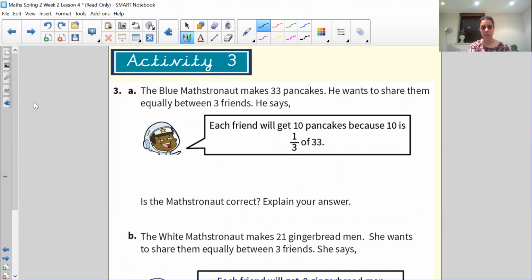Activity 3. The blue mathstronaut makes 33 pancakes. He wants to share them equally between 3 friends. He says each friend will get 10 pancakes because 10 is a third of 33. Is he correct? Explain your answer.